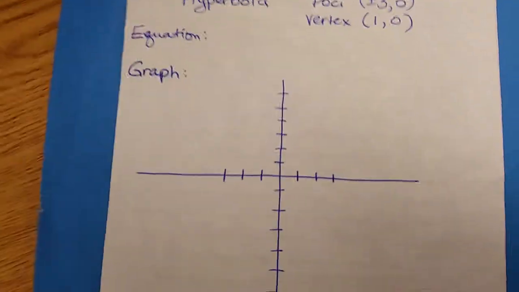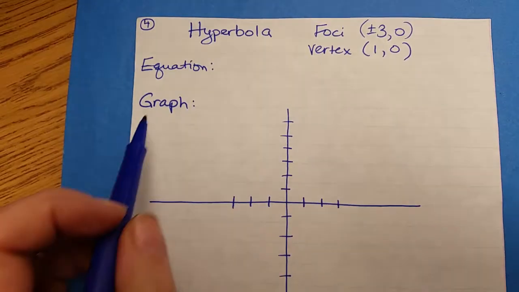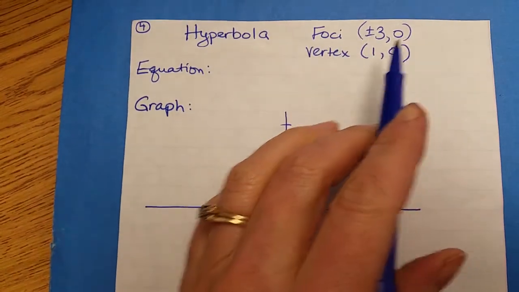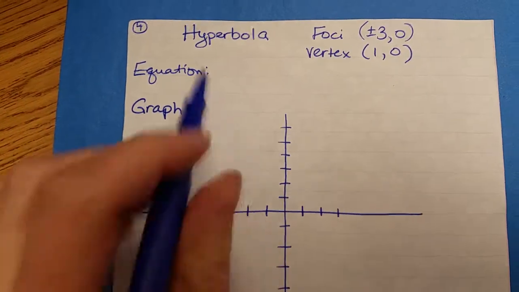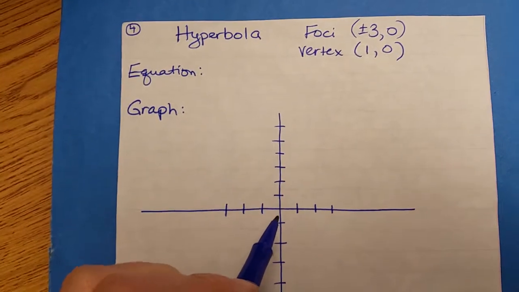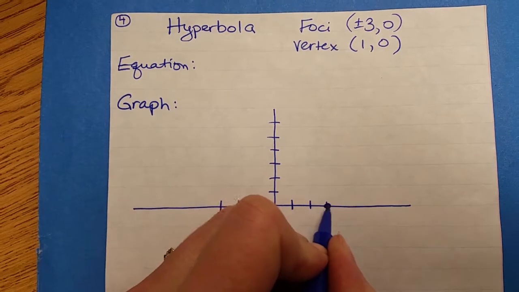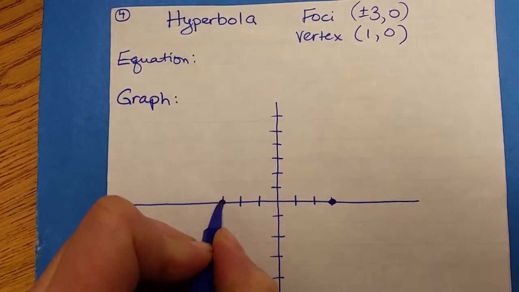Okay, moving on from ellipses to hyperbolas. All right, so what we know about this, and I'm actually going to graph it as we go because this information here is helpful to me as I figure out the equation if I can see it. So we see the foci are at plus and minus 3, 0. 1, 2, 3, there's one. 1, 2, 3, there's the other.